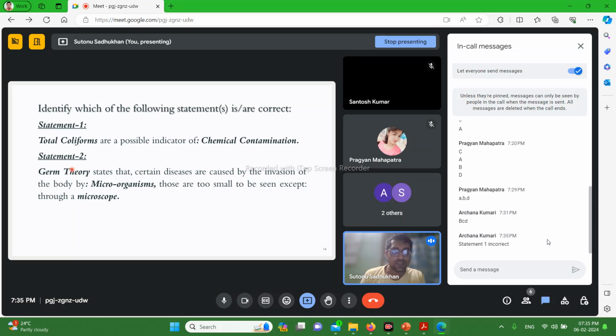Because statement one is incorrect. Orchana is saying total coliforms are, I think you have stated it correctly, because coliform is some pathogen, right? Some bacterial organism. So it is not an indicator of chemical contamination. It is obvious. So it is obviously incorrect. And statement two, maybe you don't remember the germ theory. It's okay.